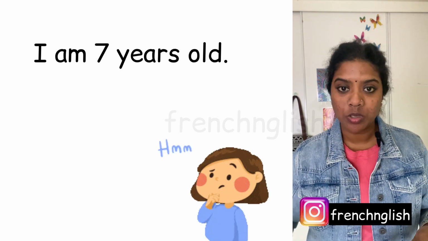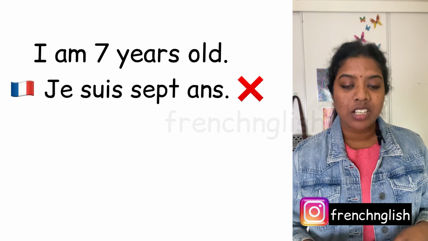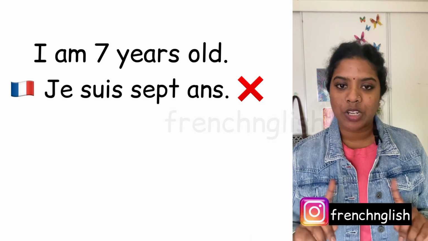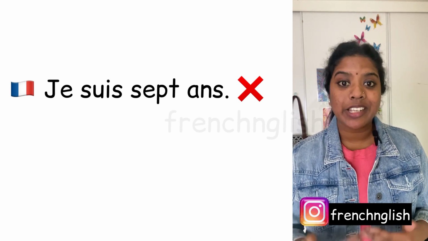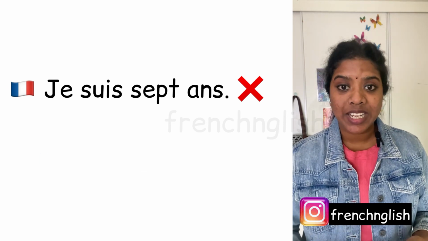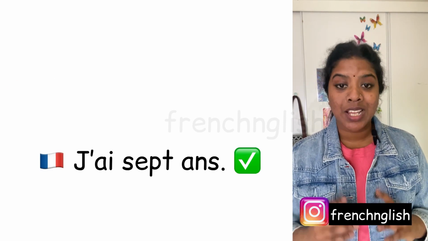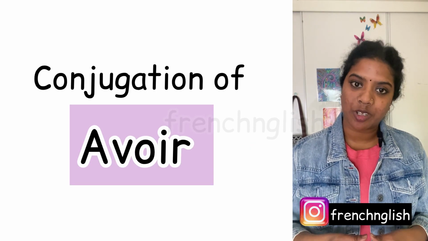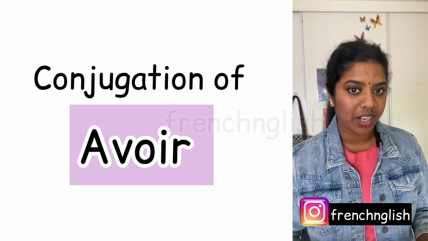Imagine a child saying, I am 7 years old. The child wouldn't say, Je suis 7 ans. Nope. Instead, using the verb avoir, the child would say, J'ai 7 ans. Now, I'm going to go part by part. The first part is about the conjugation of avoir.